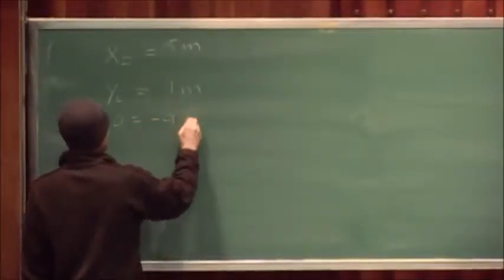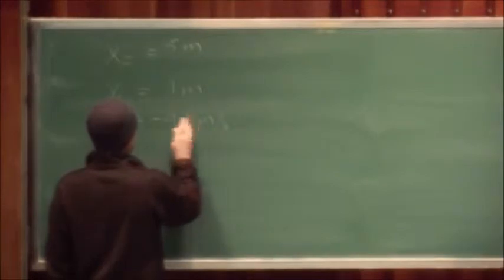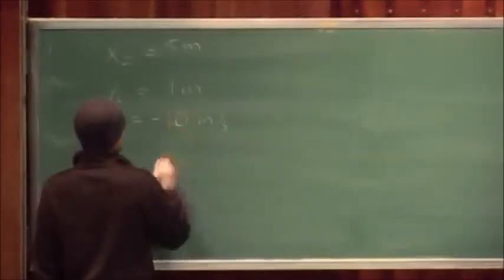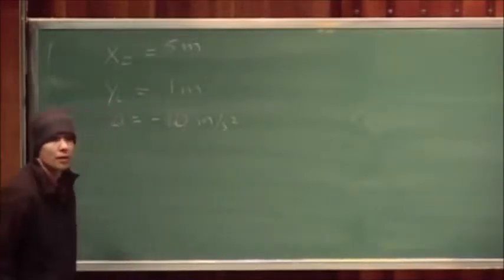Okay, we know that gravity is acting on it, so we say A is equal to minus 9.8 meters per second squared. And for this calculation, let's just say 10 meters per second squared. Okay, what else do we know?